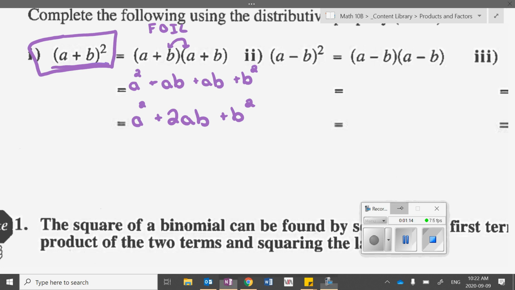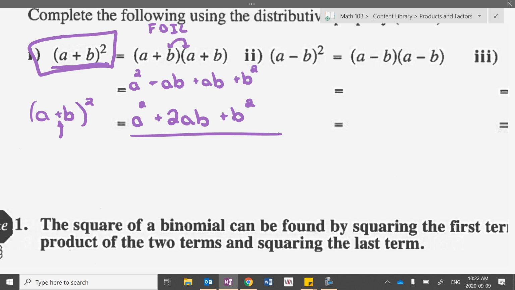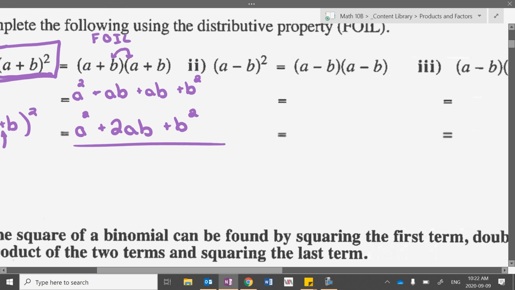So if you wanted, you could say that this is a rule. Whenever you have a plus b, it's really important that that's a plus sign, squared, your answer is going to be in this form. This would be a super lame investigation. We could have done an investigation on this. Slightly different is if there's a subtraction sign.